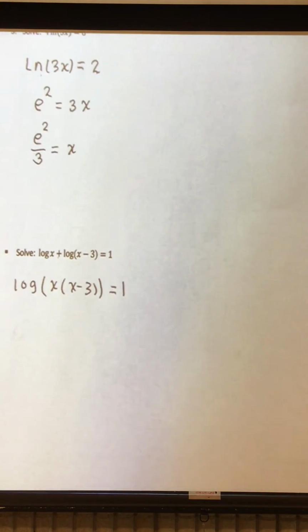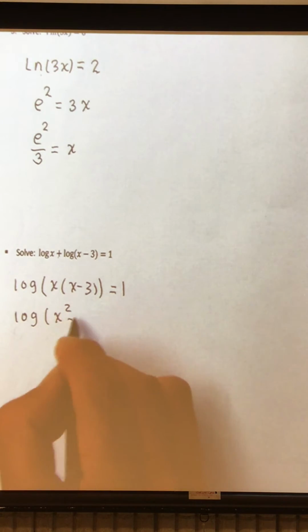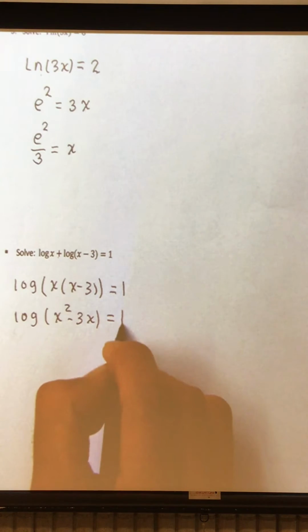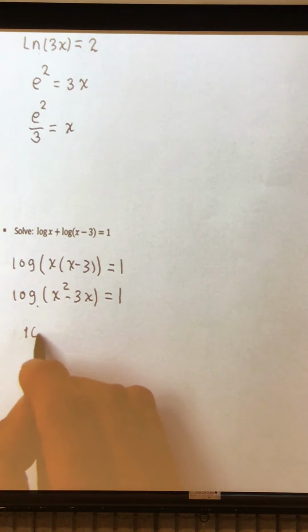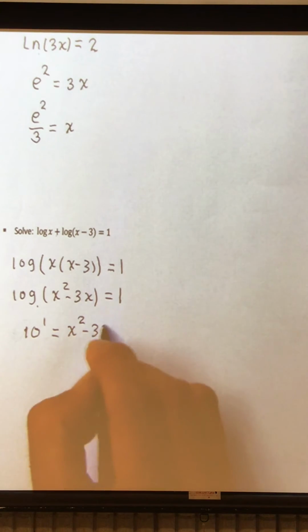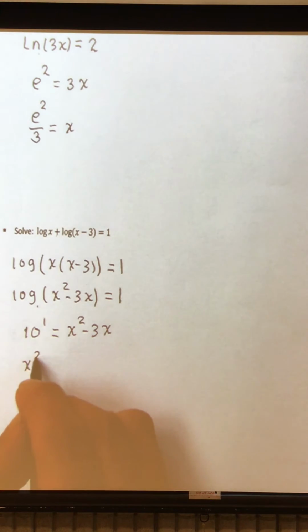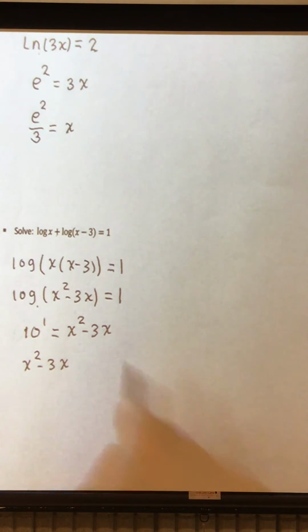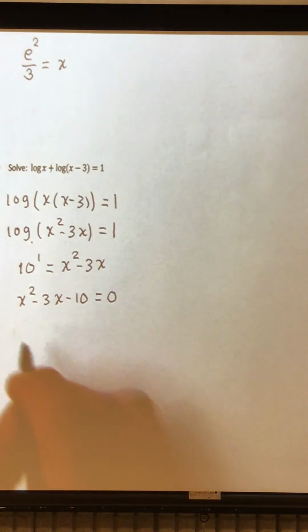Now we have a single logarithm. Let's clean up the inside here and make it the log of x squared minus 3x is equal to 1. Now, no base is written on the logarithm, so we know that is base 10. So we take 10 to the power 1 is equal to x squared minus 3x. So let's rearrange all the terms and get them on the same side. X squared minus 3x, bringing the 10 over to the other side makes it negative, and now we have the equation set equal to 0, and we can factor.